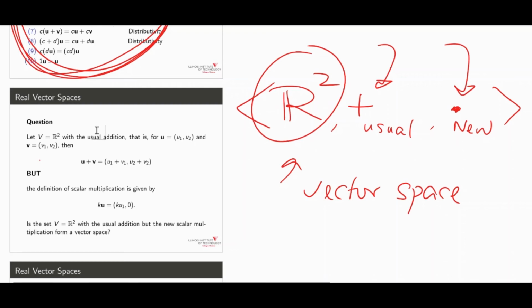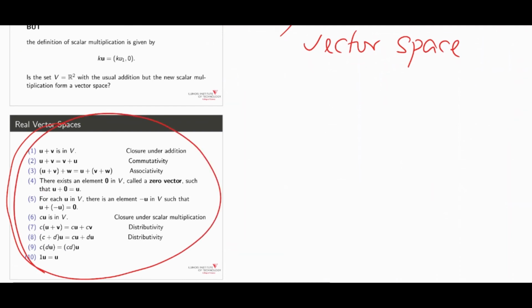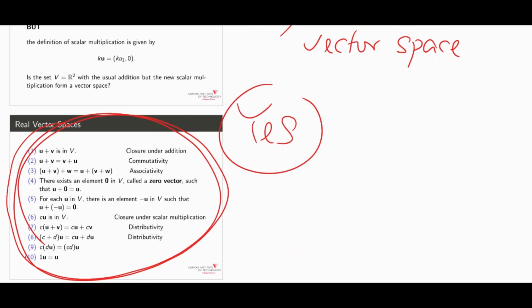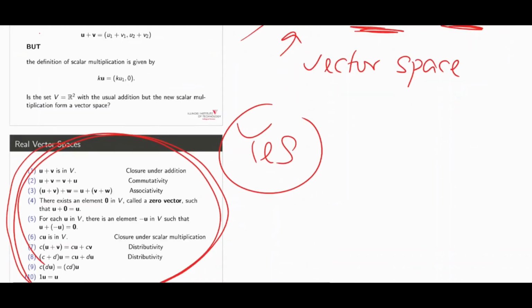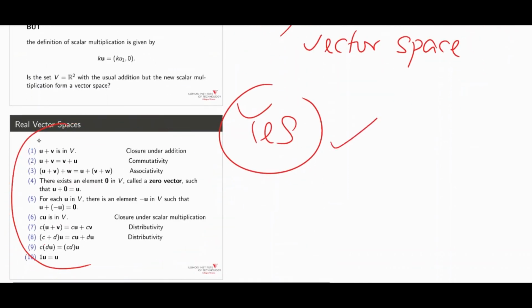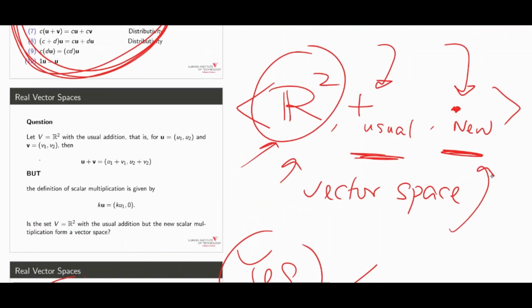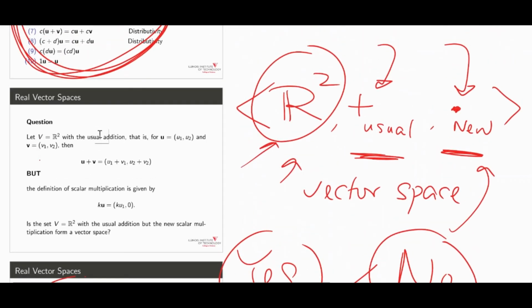That means whether or not this will satisfy these 10 axioms. Are you sure that it will always satisfy all these 10 axioms? If the answer is yes, that is, the usual additions and the new scalar multiplication with the set will still satisfy these 10 axioms, then it will be a vector space. If you can find any of the axioms here that will not be satisfied with these new operations, then the answer will be no. So is this a vector space, or is it not?